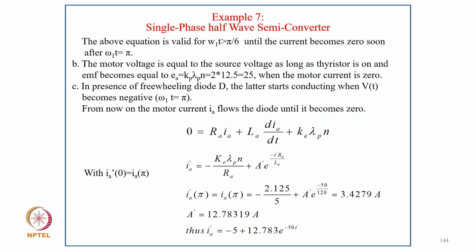3281. Now example 7, single phase half wave semi converter. The above equation is valid for omega 1 t greater than pi by 6 until the current becomes 0. So motor voltage is equal to the source voltage as long as thyristor is on, and EM becomes equal to EA equal to KPN. So 2 into 12.5, that's 25, and the motor current is 0.